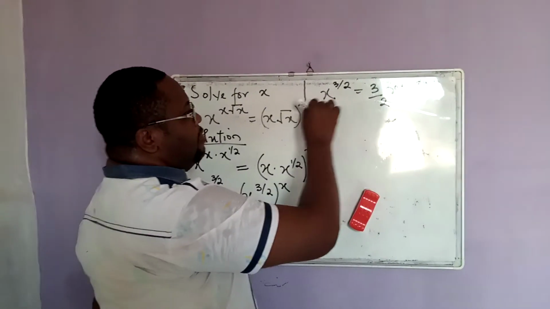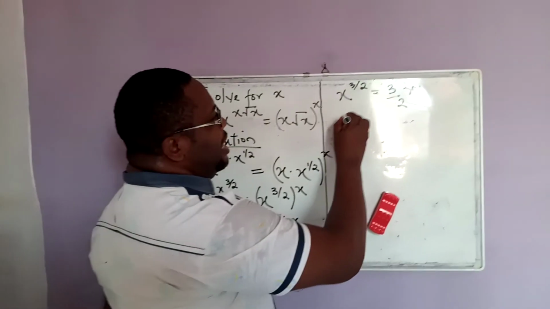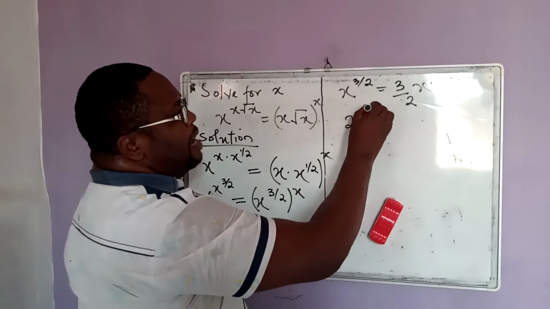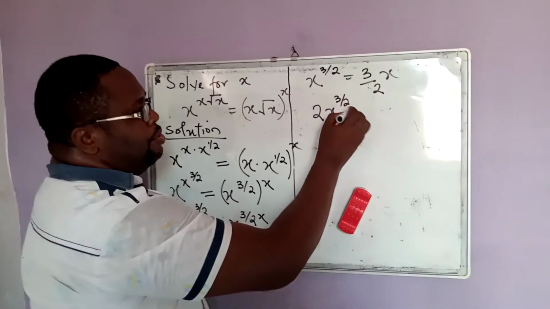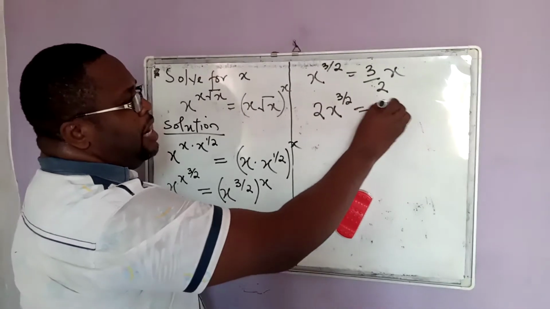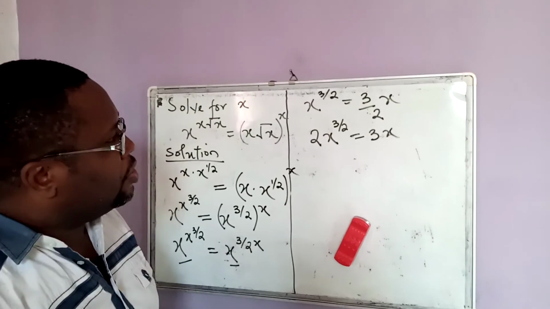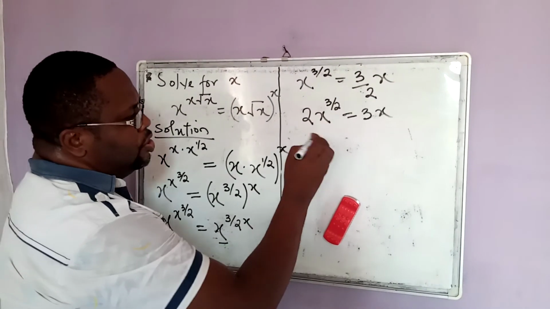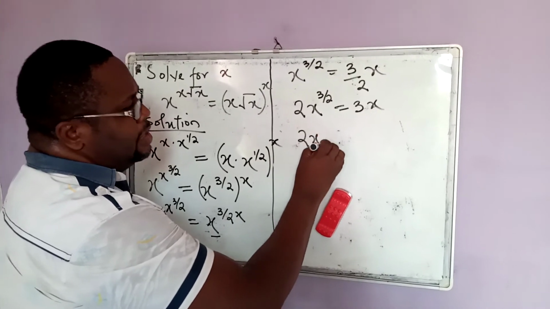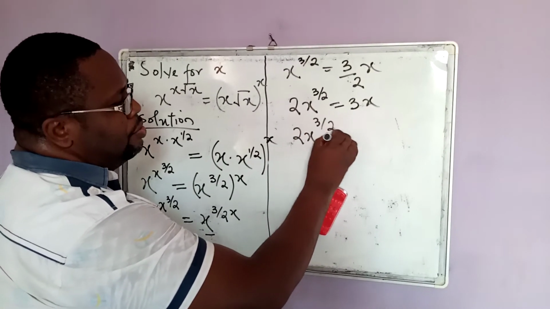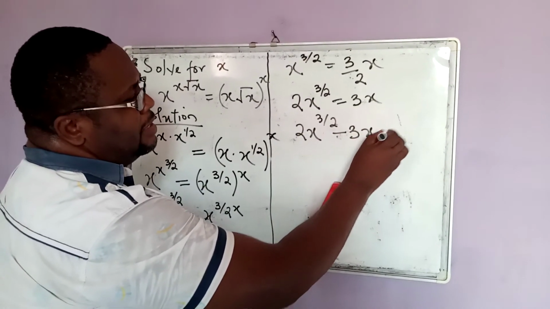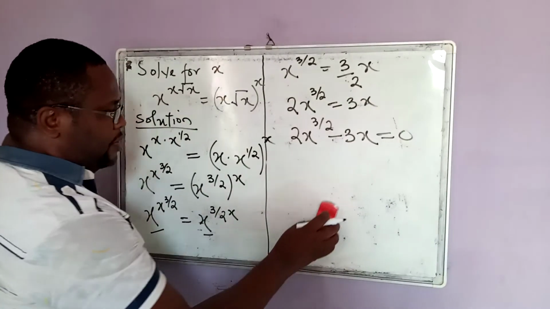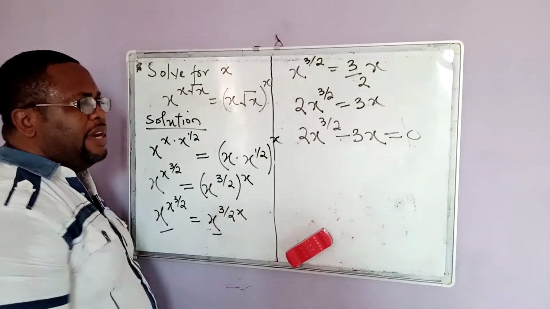Now 2 comes over to multiply this. So I have 2 times 3 over 2 becoming equal to 3x. Beautiful. So what do I do at this stage? I carry 3x across. So we now have 2x to the power 3 over 2 minus 3x, and this becomes equal to 0.